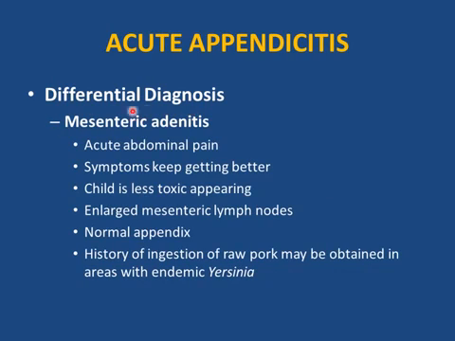Differential diagnosis of appendicitis: mesenteric adenitis. This is very important to consider as a cause of abdominal pain. It can cause acute abdominal pain very similar to appendicitis, but the symptoms keep getting better with time. The child is less toxic appearing. Enlarged mesenteric lymph node on ultrasound. Normal appendix on ultrasound. History of ingestion of raw pork may be obtained in the areas with endemic Yersinia.